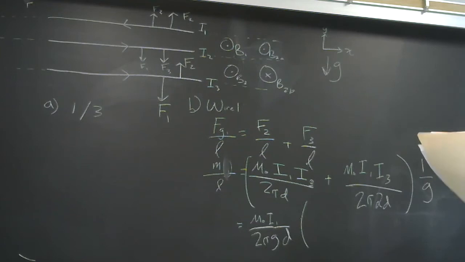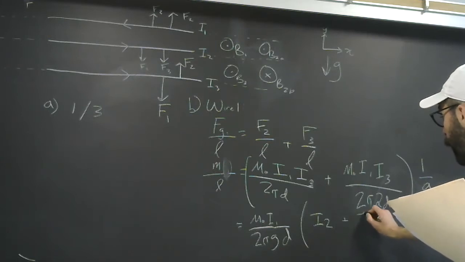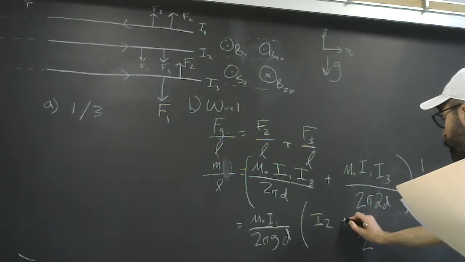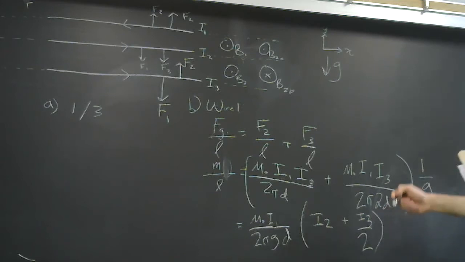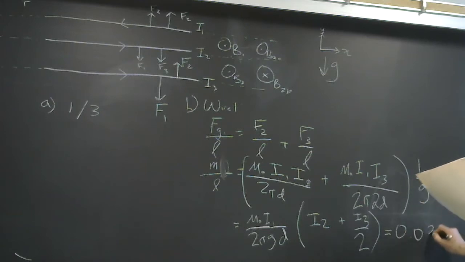So what we're left with now is just I2 plus I3 over 2. Remember, because I3 was 2d away. There were 2 d's between them. Okay, so at this point you have enough to plug in everything. If you do that, your answer will come out as 0.0238 kilograms per meter, because we're talking about a force per unit length. So that's kilograms per meter, the units. And that's your force per unit length with respect to wire 1.